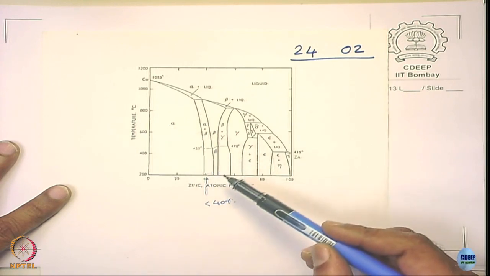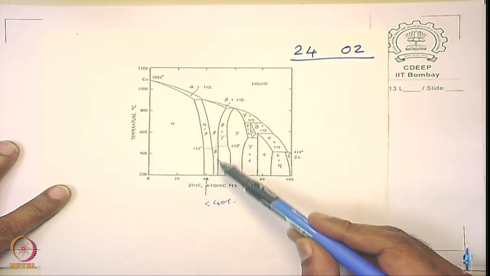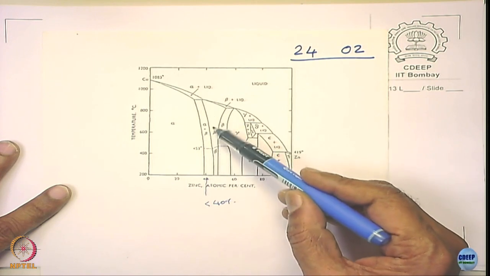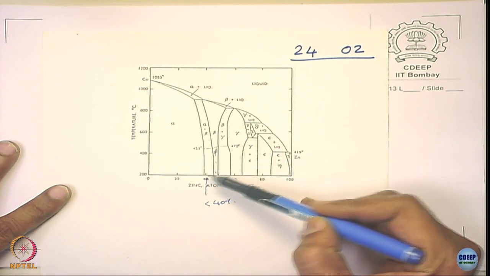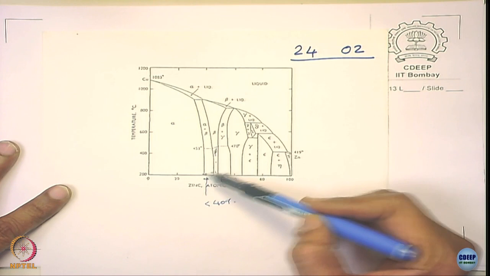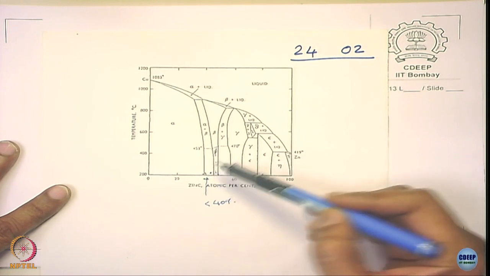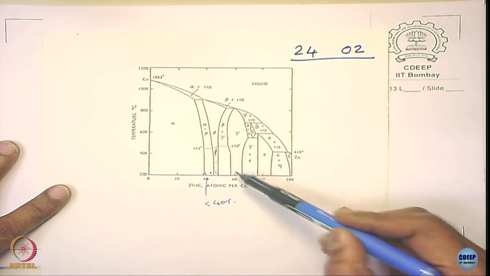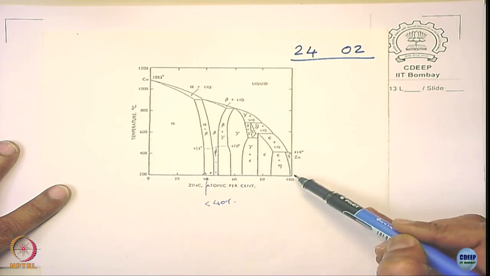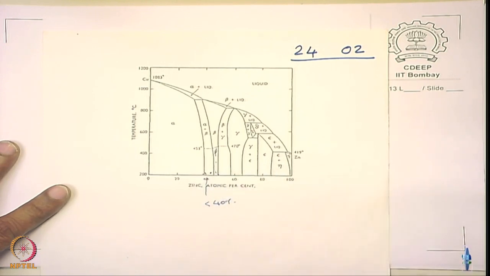As you increase the zinc content, what happens? Now, you can get a beta phase somewhere here. When the composition lies between them, you get alpha plus beta phase. Of course, you have a gamma phase, you have epsilon phase, you have eta phase, and so on and so forth.